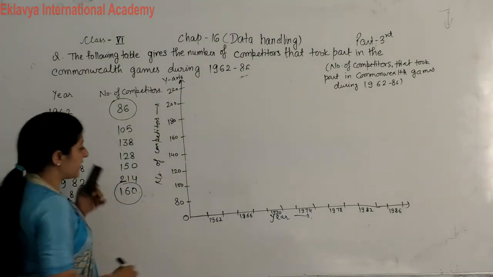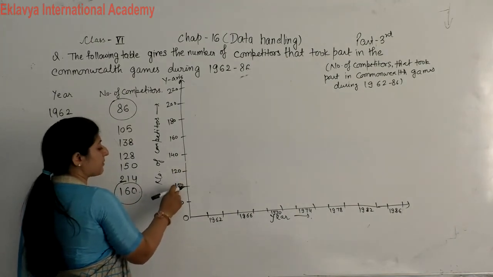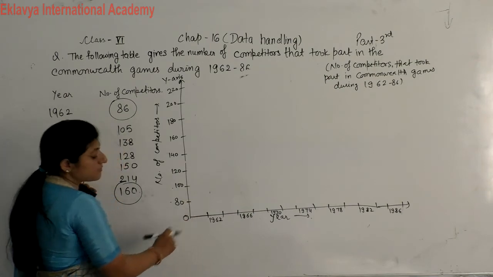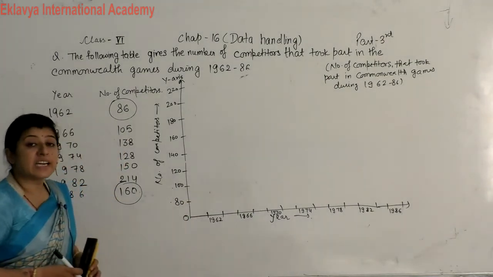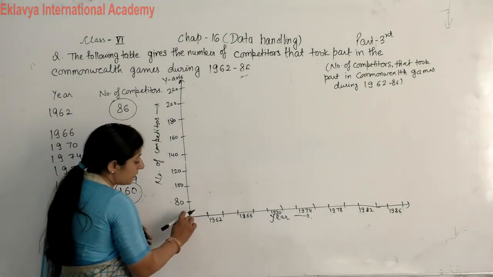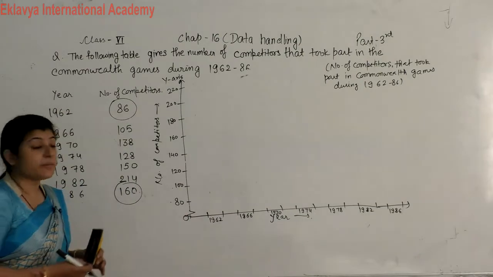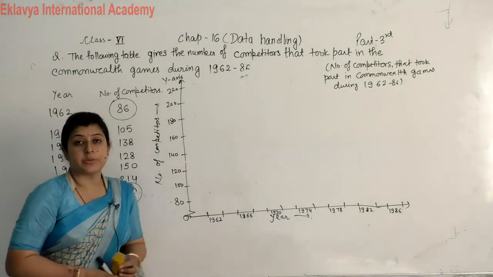But see, now these gaps are all equal: 80, 20 gaps, and 100, 120. But this one gap is very large, 0 to 80. Then here you can show one kink sign. It shows that your graph is continuing.